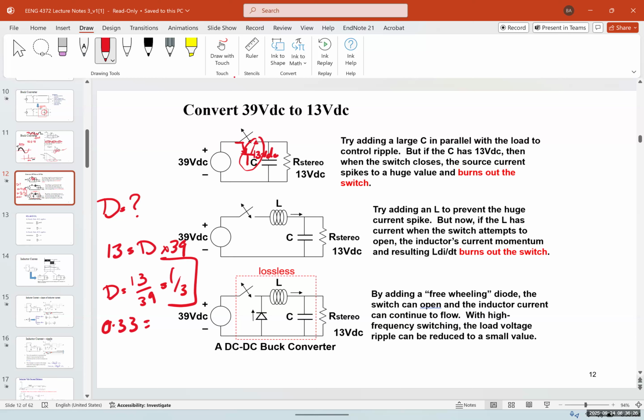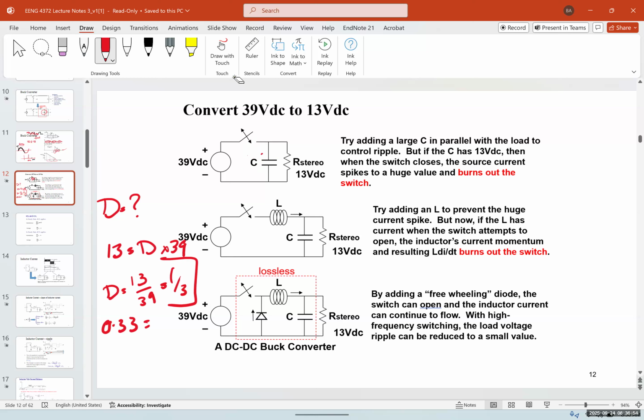With high frequency switching, the load voltage ripple can be reduced to a small value. The higher the frequency is, again, as I showed you in the previous one as well, you're going to have less ripple, but you're going to add to the loss when you have a high frequency. When you double the frequency, you're going to double the loss as well. And that's a topic for another part of the class.